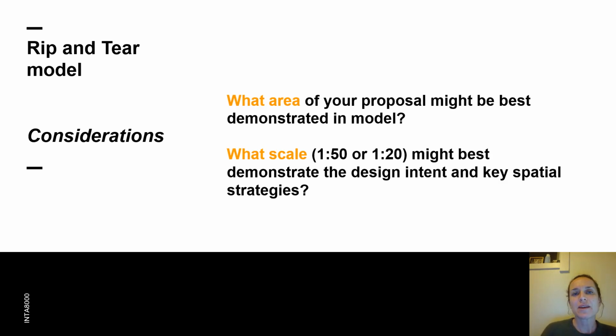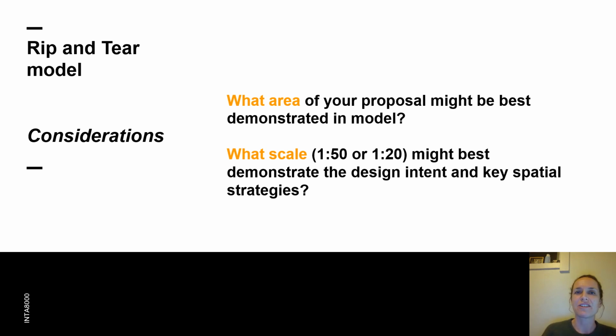What you should be thinking about in considering where this model will be taken is which area of your proposal might best be demonstrated in model. So think about how your 6 key spaces are being shown in perspective, in plan, and in section, and which space or particular part of a space might really be well expressed in physical 3-dimension.